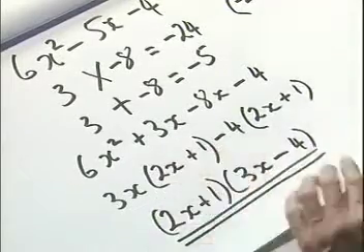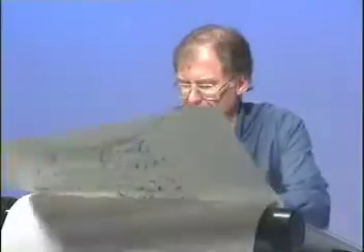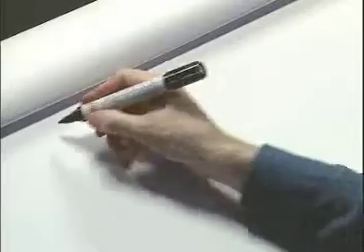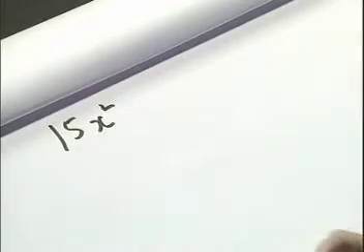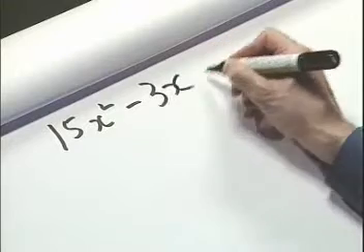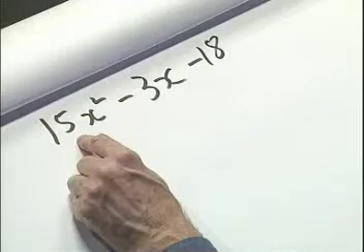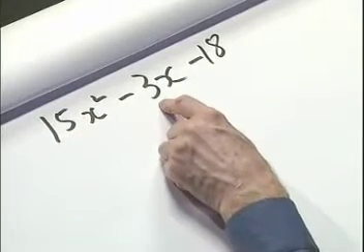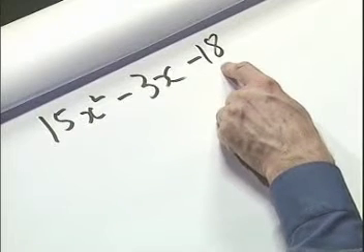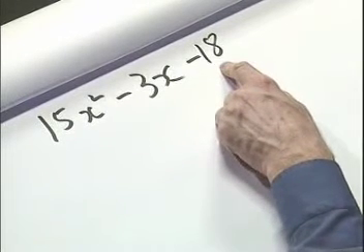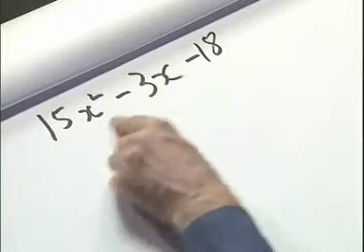We'll take one final example of this kind. I've got 15x squared minus 3x minus 18. Now in all the others, the thing that we haven't checked at the beginning, and perhaps we should have done, is do the coefficients, the numbers that multiply the x squared, that multiply the x and the constant term, share a common factor. And in this case they do. There's a common factor of 3.